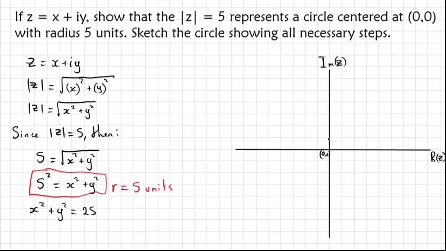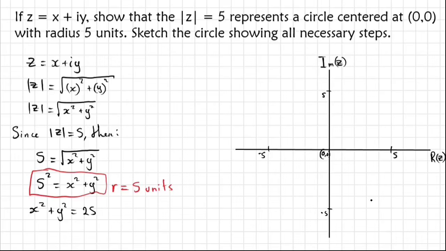Then we can say this is 1, 2, 3, 4, 5. So this is our 5 here. So this is 5 positive. Then going downwards as well, this is 5 negative. So I can say minus 5. Going in this direction, 5 is here, negative. And in this direction, 5 is here, positive.